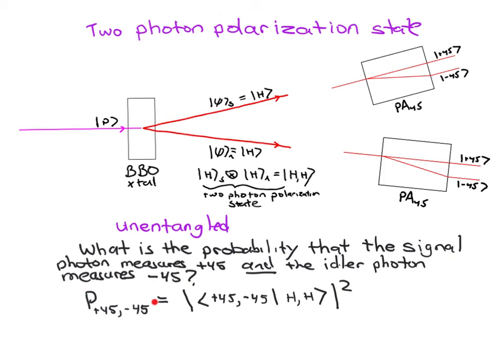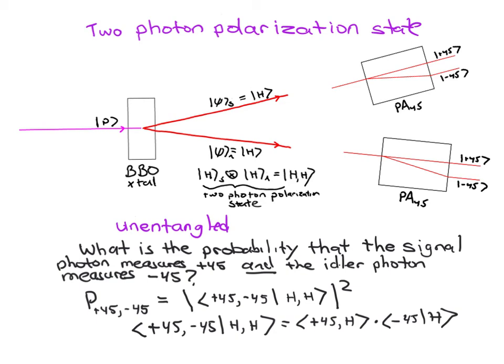The probability of this occurring is going to be equal to the magnitude squared of some probability amplitude, but now the probability amplitude involves these two particle states. So you could think of it as this probability amplitude inside here is the projection of the H comma H state onto the state plus 45 and minus 45. And the question is, I want to come up with a numerical answer for what's the value of this joint probability amplitude. And the answer ends up being pretty simple in the unentangled case.